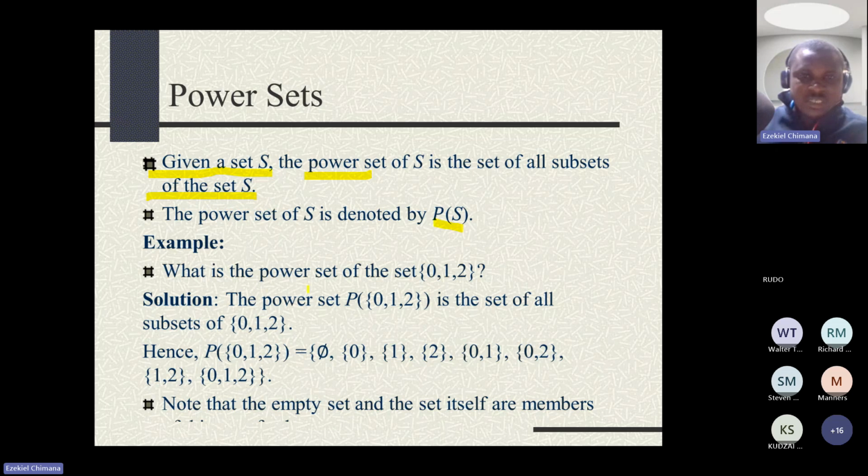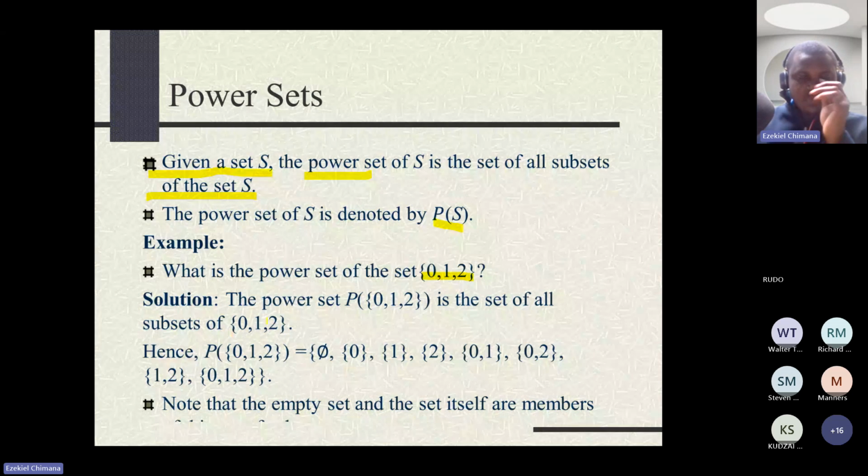What is the power set of the set with elements 0, 1, 2? Which means you need to create all possible subsets of this set. Maybe you're going to have a set with only a 0, with only a 1, with only a 2, and even this set itself. And even the empty set is part of the subsets that we can create from this set. So the power set of the set {0, 1, 2} is the set of all subsets of this set.